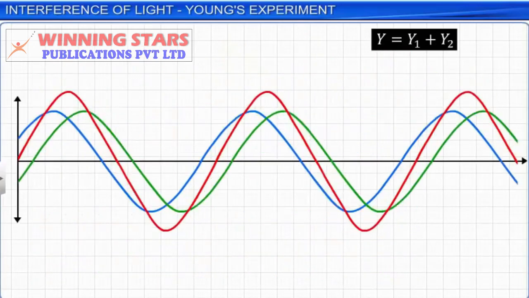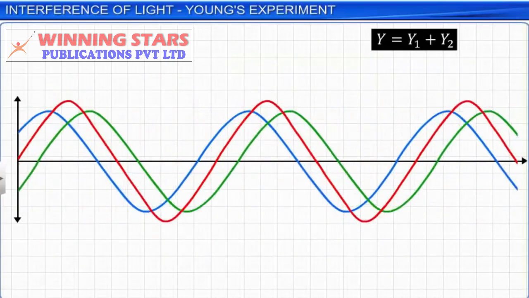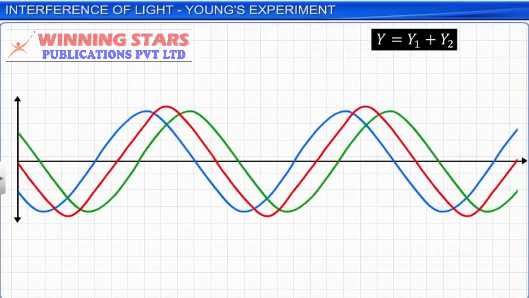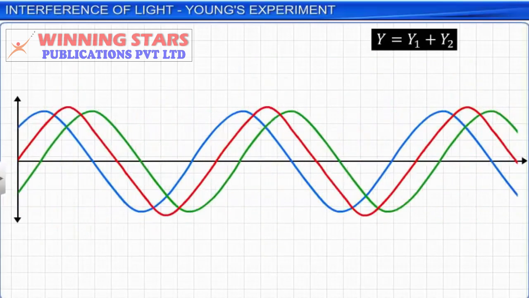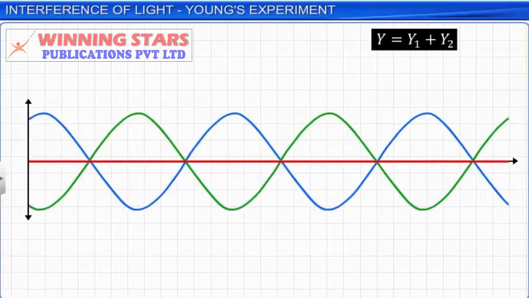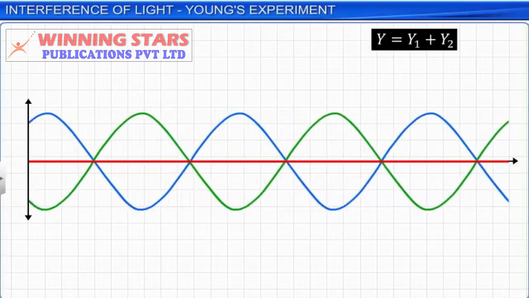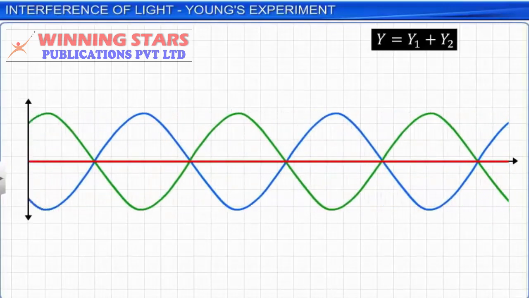If they interfere constructively at a point, the individual displacements are numerically added to give the resultant displacement at that point. When they interfere destructively at any point, the individual displacements cancel each other and the resultant displacement at that point is the minimum.